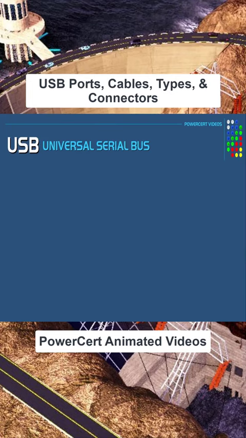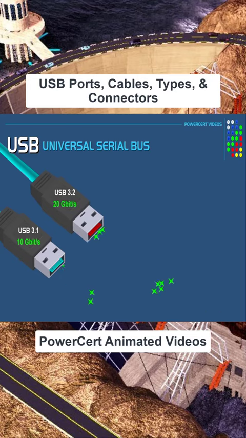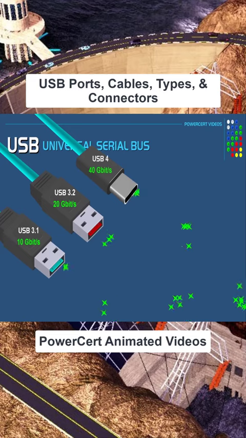Now, subsequent versions of USB 3.0 were later released, such as USB 3.1, which was released in 2013, and this is also known as Super Speed Plus. USB 3.1 had a transfer rate of 10 gigabits per second, which is double that of USB 3.0. Then soon after, USB 3.2 was released, which had a transfer rate of 20 gigabits per second. And in 2019, USB 4 was announced, and this has a transfer rate of 40 gigabits per second.